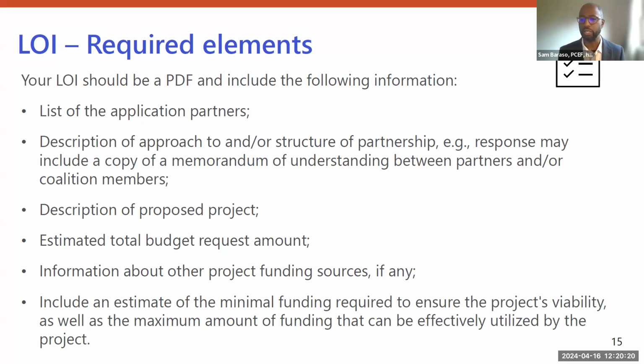As well as include an estimate of the minimum funding required to ensure the project's viability, as well as the maximum amount of funding that can be effectively utilized within the project. So we know that some projects will have a range where there may be the ideal, this is the full build out, but we could also implement a project at this level, but we're going to submit right here. That's going to be helpful for us to have that information as we ultimately need to structure a package to invite back for full proposals.